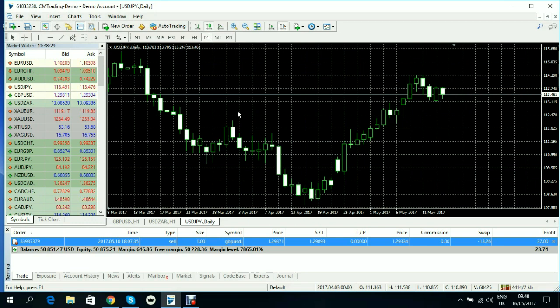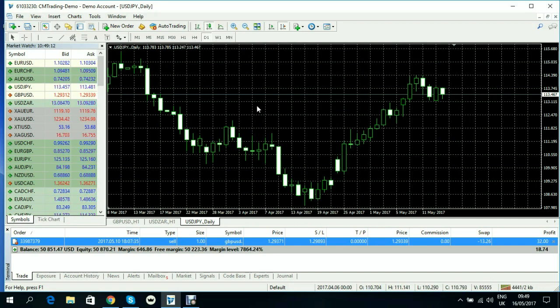Stochastic as an indicator has three main important things that we need to know and understand: number one, to determine where the trend is going; number two, to determine if the price of the instrument or the currency pair or the security is overbought or oversold; and three, to determine if the trend will continue.